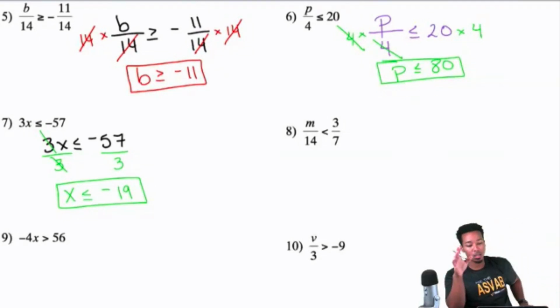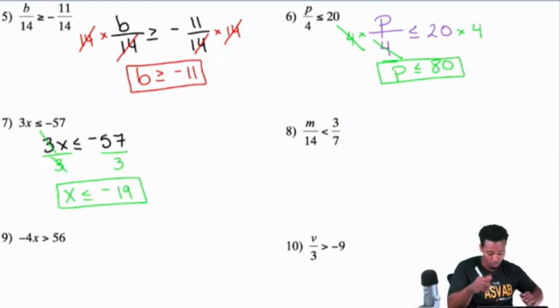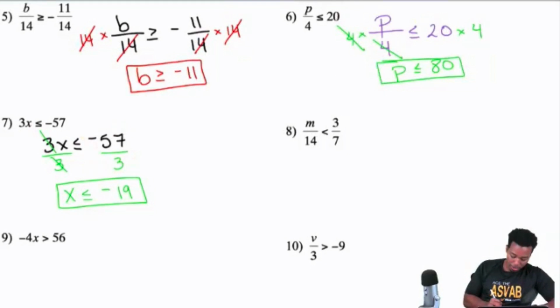Has anybody here made the mistake between 5, 6, and 7 of accidentally flipping the symbol? And again, be honest. Has anybody made the accidental mistake of flipping a symbol when they shouldn't have? If you did, do you now understand why you should not have flipped the symbol? Does it make more sense now? Again, it's only when you're dividing or multiplying both sides by a negative to get the x by itself that you flip. But here, dividing by 3 gives you negative 19. You keep it the same way.